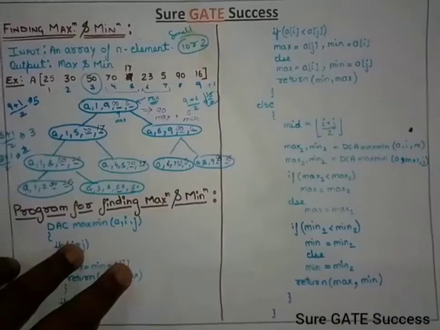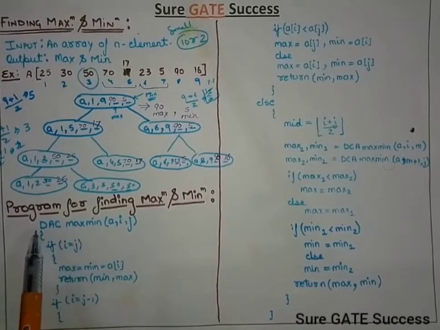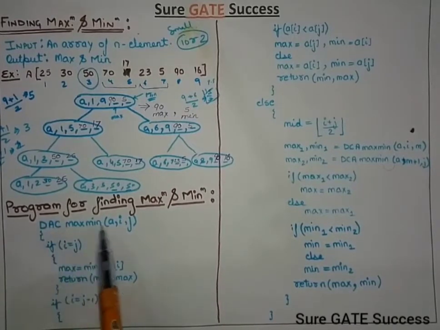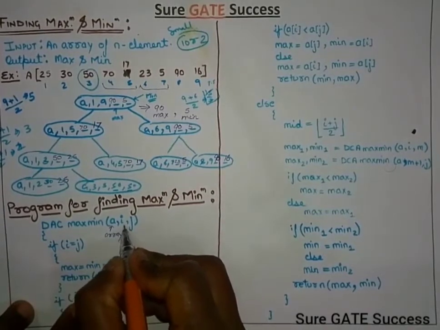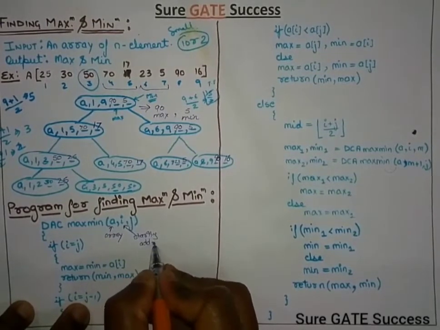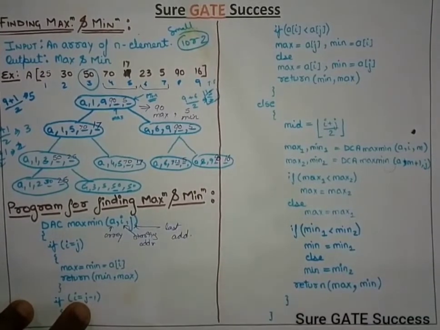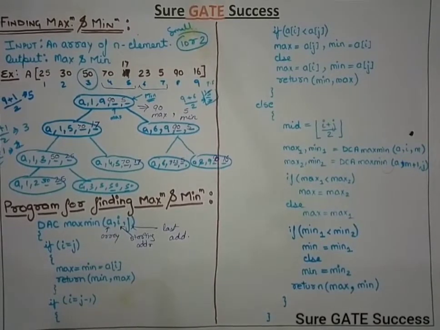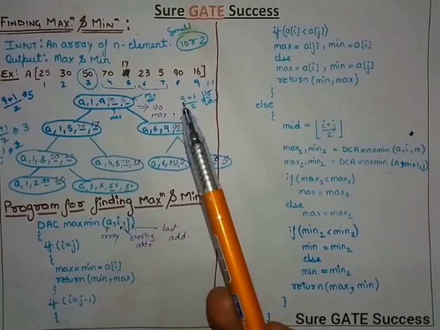So now come to the program. What is the program for finding maximum and minimum? For maximum and minimum, we have taken a function, divide and conquer. It's DAC, divide and conquer maximum minimum, because we have to find this. What do we need? We need an array. This A is an array. I is the starting address, and j is the last address.